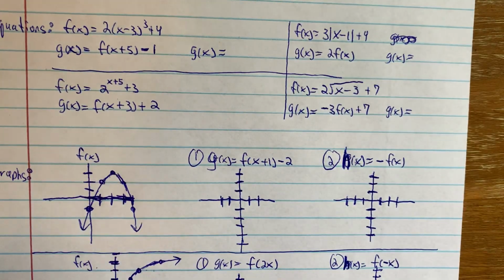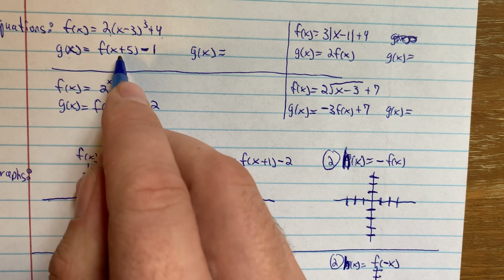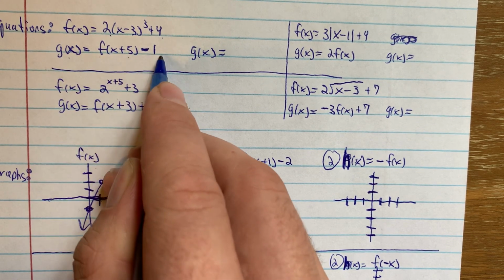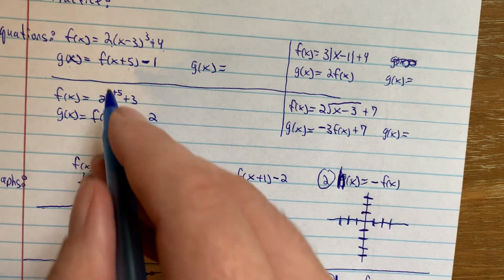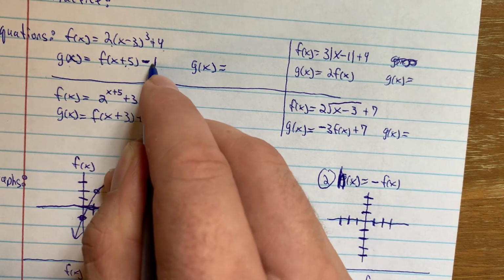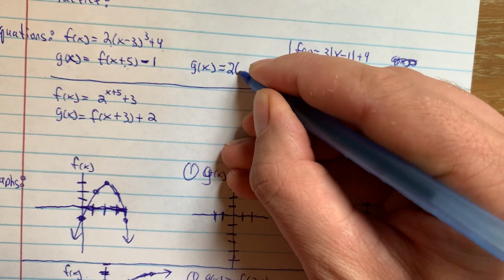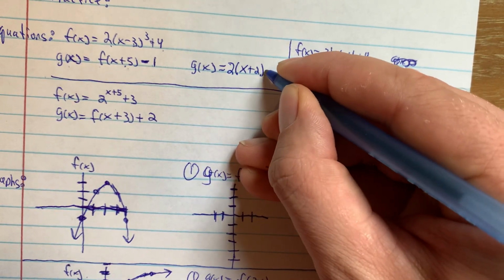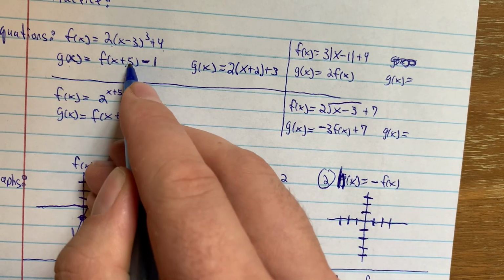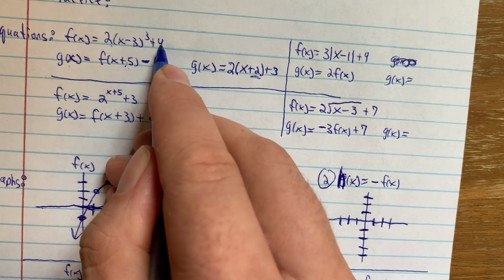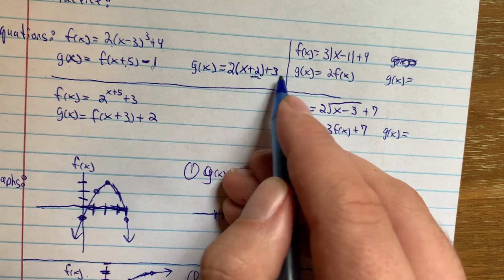Let's practice with equations first. Here's our f of x, and we do g of x equals f of x plus 5 minus 1. What will the new g of x be? Hopefully you got it that this will add 5 on the inside, and this will subtract 1 on the outside. And so g of x will just be 2 times x plus 2 plus 3. So we did adding 5 on the inside, -3 plus 5 is +2. And on the outside, the vertical ones will also combine. 4 minus 1 is 3.